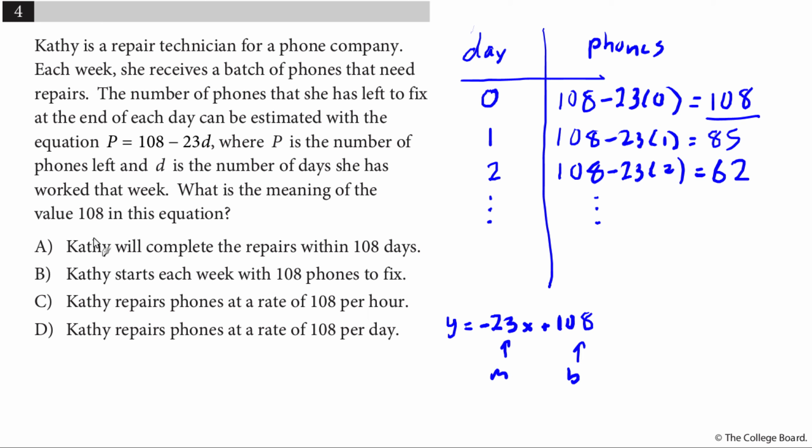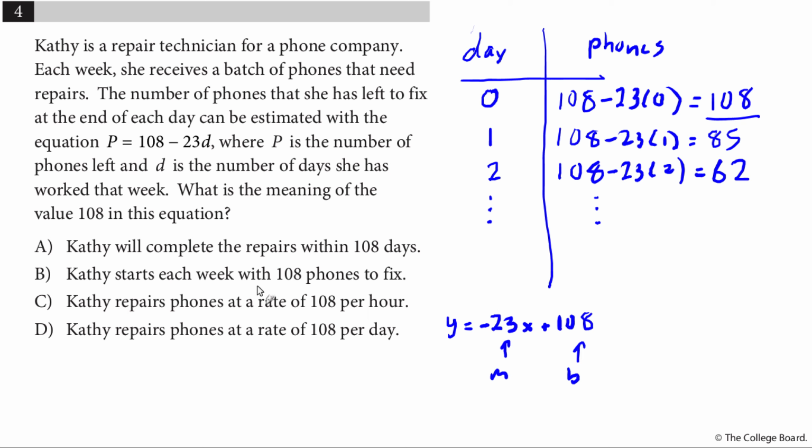So let's see which one. Kathy will complete the repairs within 108 days. No, that's not what's happening. You see, we'll be done long before 108 days. It looks like maybe at the end of 3 more days, so 5 total days, she'll be done. She'll be done a little bit earlier than that, but she'll be done by the end of the 3rd day.